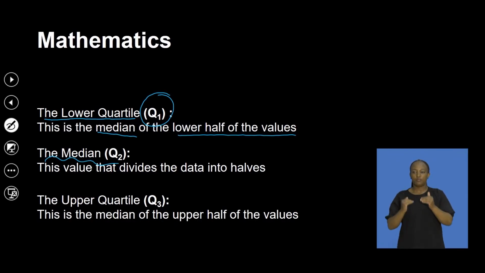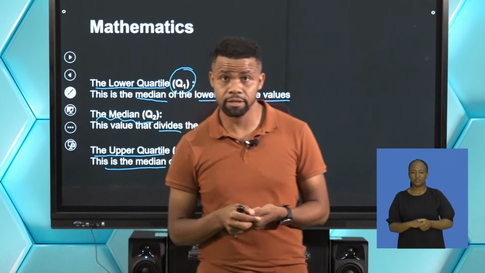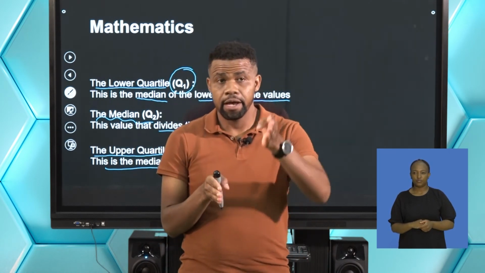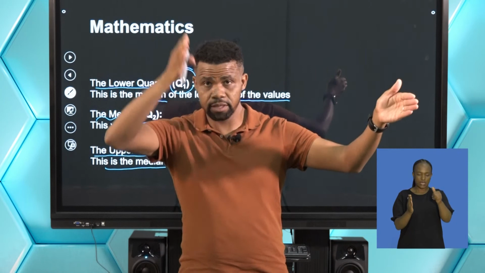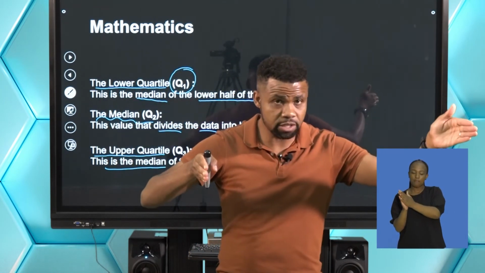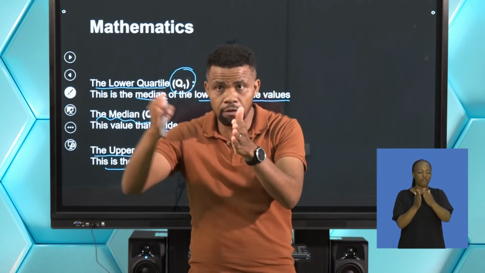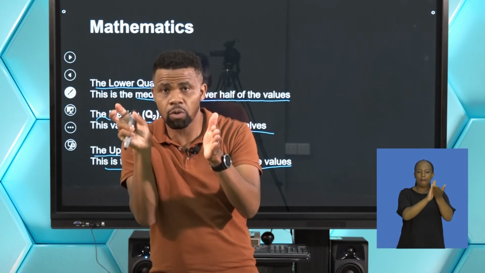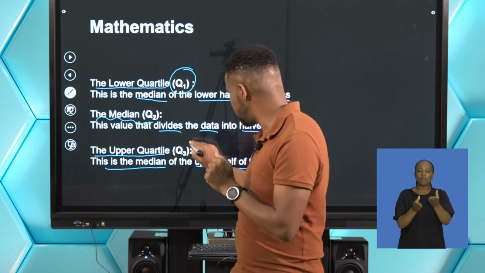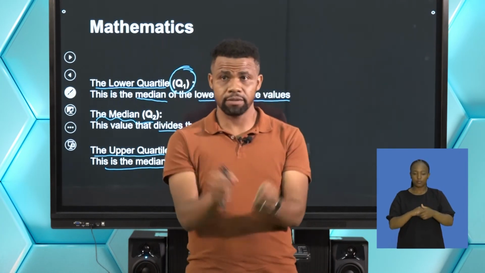Then the median, we already did that. This is the value that divides the data into halves. The upper quartile, which is Q3, is the median of the upper half of the data. What it means is, the middle is the median. From the lowest to the median, I have the lower quartile. Then from the median to the last value, that half gives me the upper quartile, which is denoted by Q3, and this is Q1.